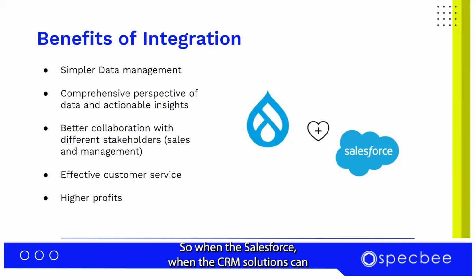When the CRM solutions came, not only Salesforce, there are a lot of CRMs like HubSpot and others, data management became easy. Everything will be synced. The changes in the CRM will be posted onto the website, and the changes in the website will be posted onto the CRM. Thereby, the data will be easily tracked on both ends. Once the data is there with us, we'll have a big picture of what the customer needs are.